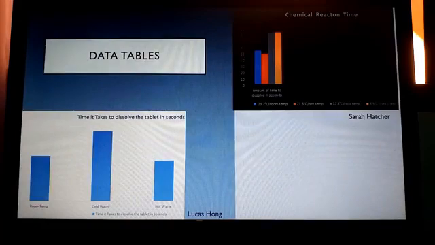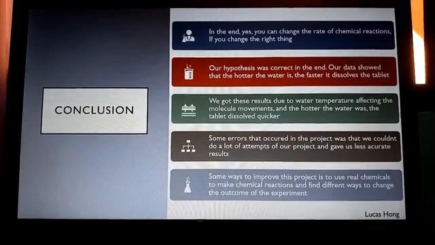The blue bar right here is room temperature. Orange is hot temperature, the gray bar is cold temperature water, and the last is the iced water. In the end, you can change the rate of chemical reactions if you change the right thing.